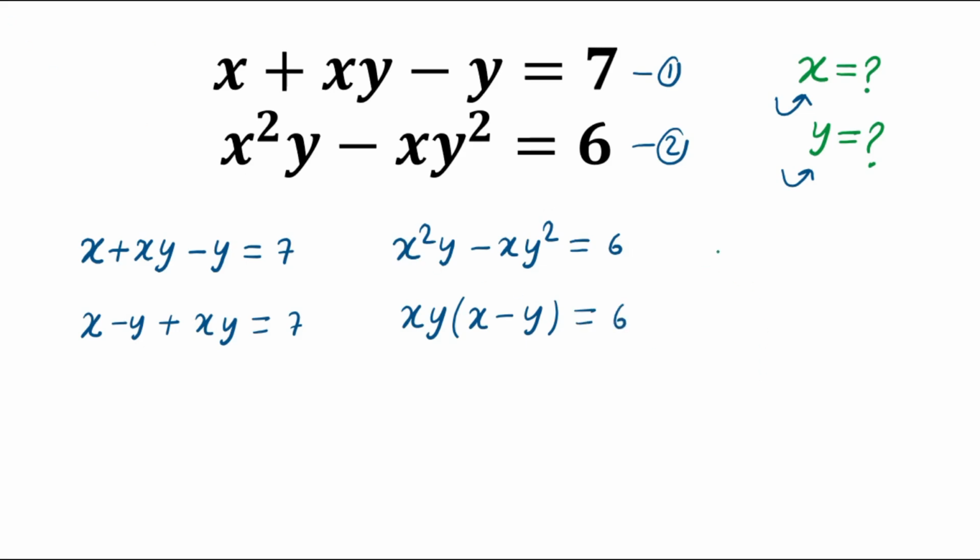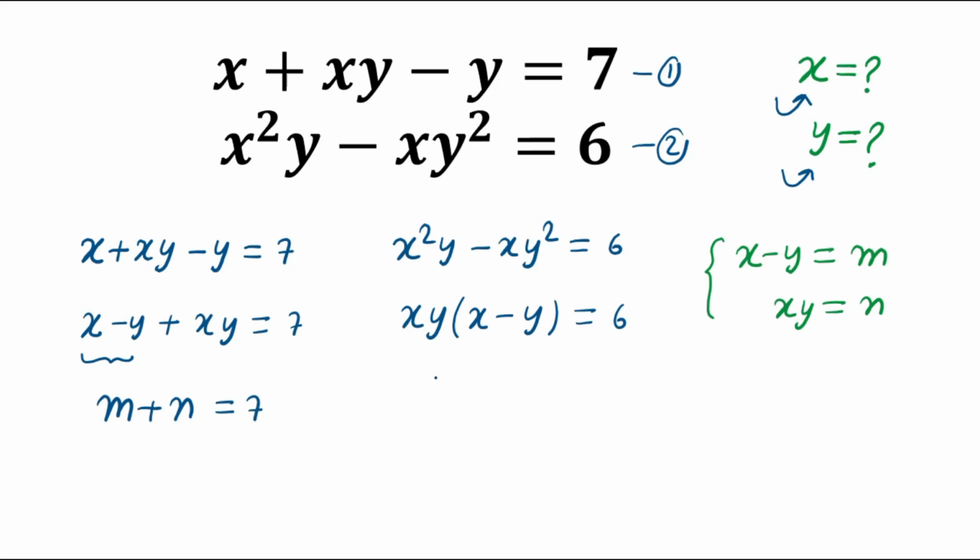Here we will apply substitution. Let x - y = m and xy = n. Then x - y is replaced by m, plus xy is replaced by n, and this is equal to 7. In the second equation, x - y is replaced by m, xy is replaced by n, and this is equal to 6. Now we have two equations: m + n = 7 and mn = 6.